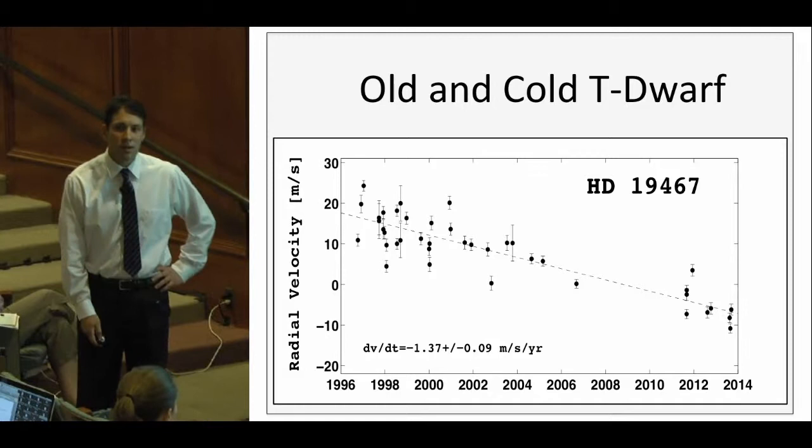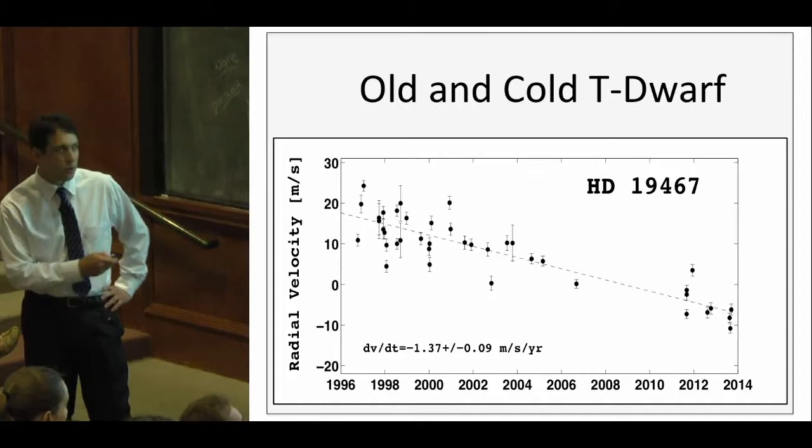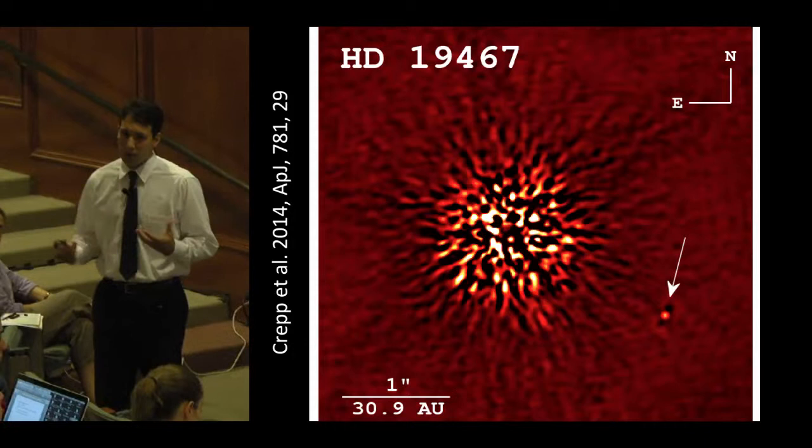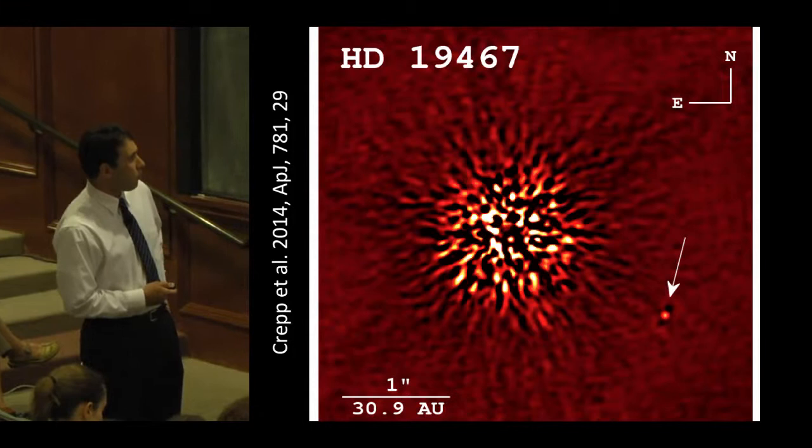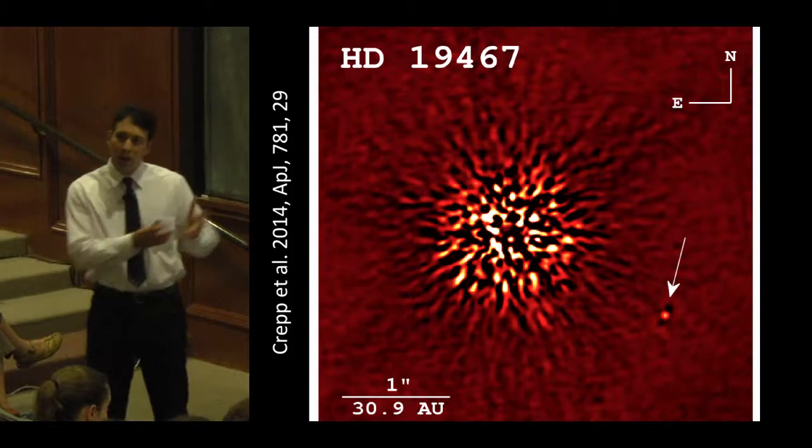This is the other companion that's very interesting. This is the initial plot that I showed you earlier in the talk. HD19467 is a brown dwarf. It's a bona fide brown dwarf. I did not get fooled this time. It orbits a G star, and so we understand G stars very well. So we can infer the metallicity of the companion.